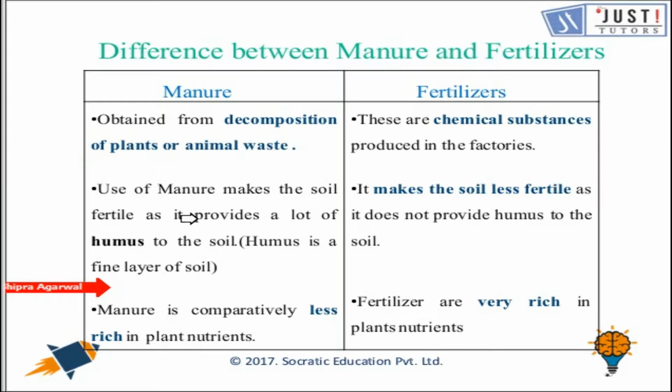Now the second, manures provide fertility or humus to your soil, while fertilizers sometimes make your soil less fertile as they don't provide humus to your soil. And the last one is that manure is comparatively less rich as it is naturally made. Fertilizers are very rich, so you can have enough chemicals in your soil, but sometimes they provide side effects as well. So it is beneficial to use manures instead of fertilizers.